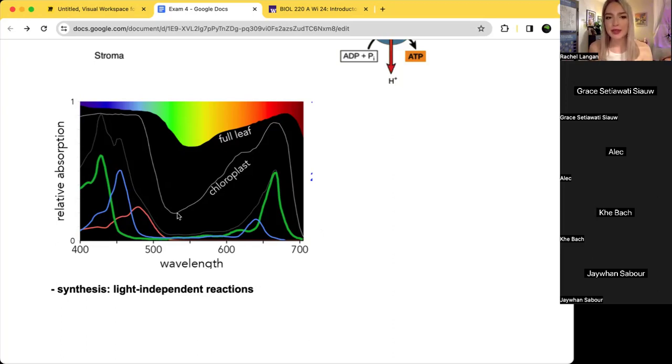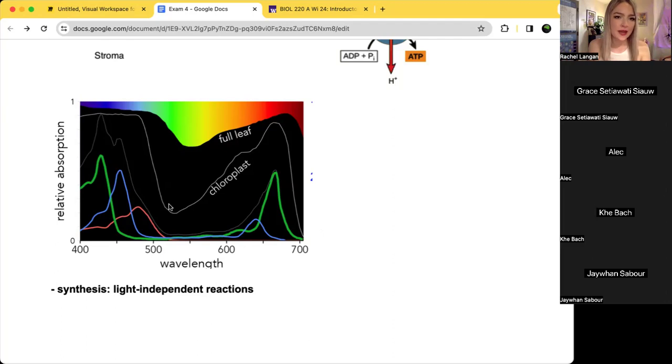If he adds a pigment that can absorb 550 nanometers of light, then you'll just say, oh, now this plant can absorb that light, and now it can absorb more photons of light and do more photosynthesis. So you should see an increase. And if you remove a pigment, that's going to remove the number of wavelengths of light the plant can absorb and decrease photosynthesis.